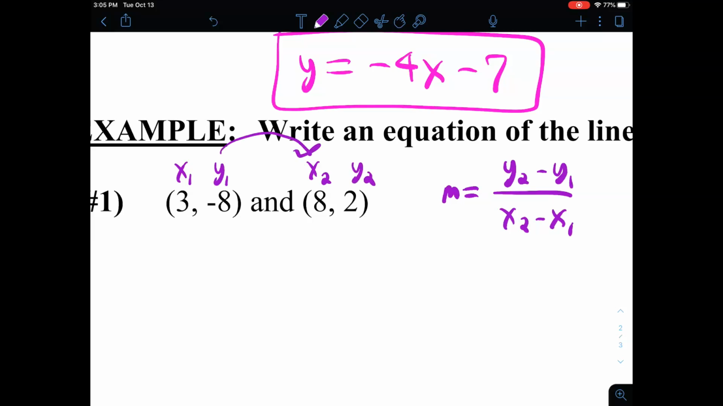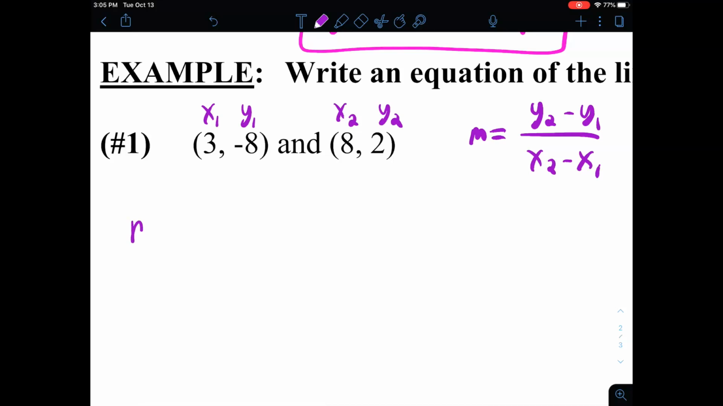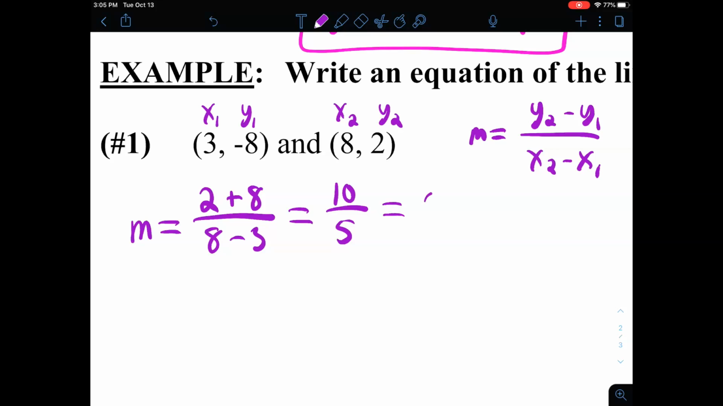You could also reverse these if you wanted to and call this one x2, y2 and x1, y1. That's totally fine, but I just like to go in order usually. So, all right, we're going to plug into the formula. Slope m equals y2, which is 2, minus negative 8, which is going to be plus 8, over x2, which is 8, minus x1, which is 3. So 2 plus 8 is going to be 10, over 8 minus 3, which is 5. 10 divided by 5 is going to be 2. So our slope is 2.